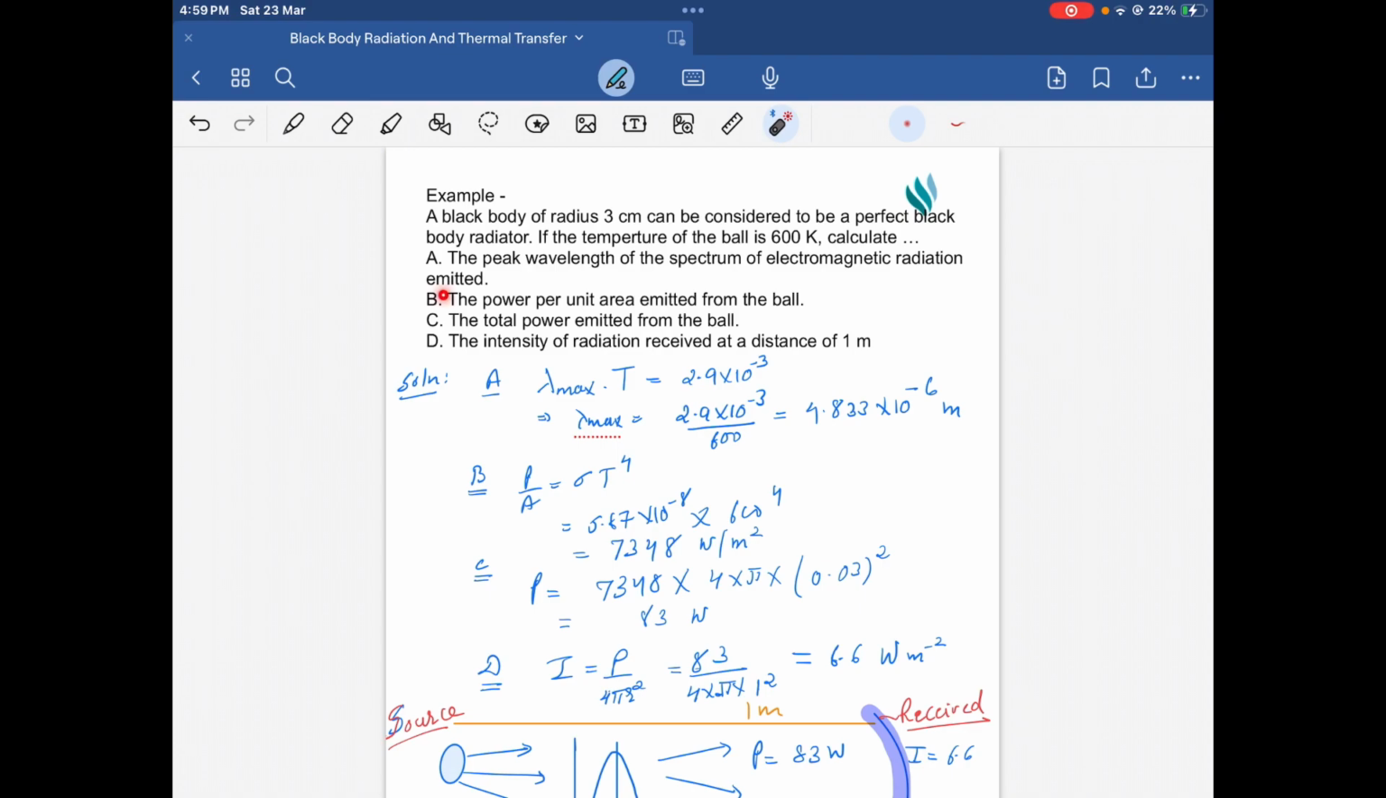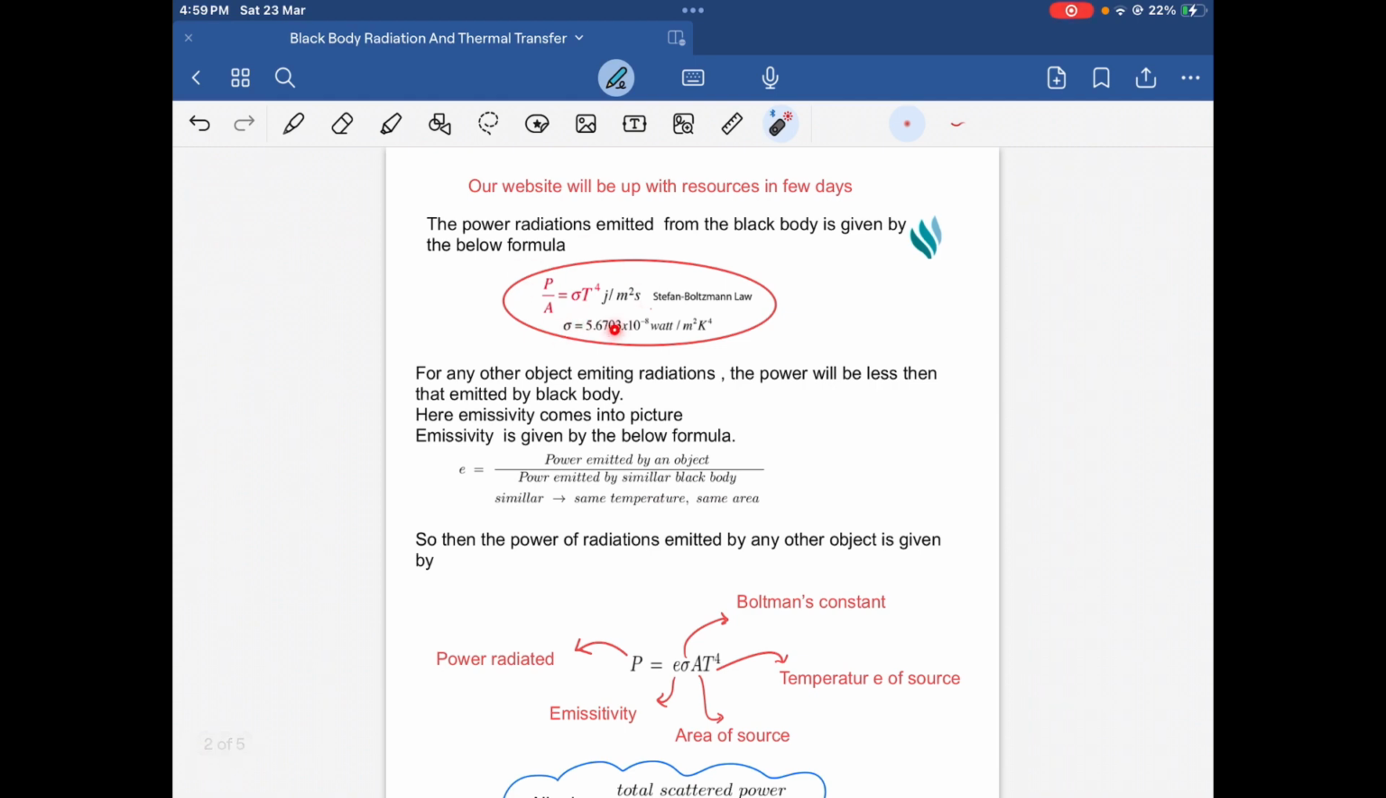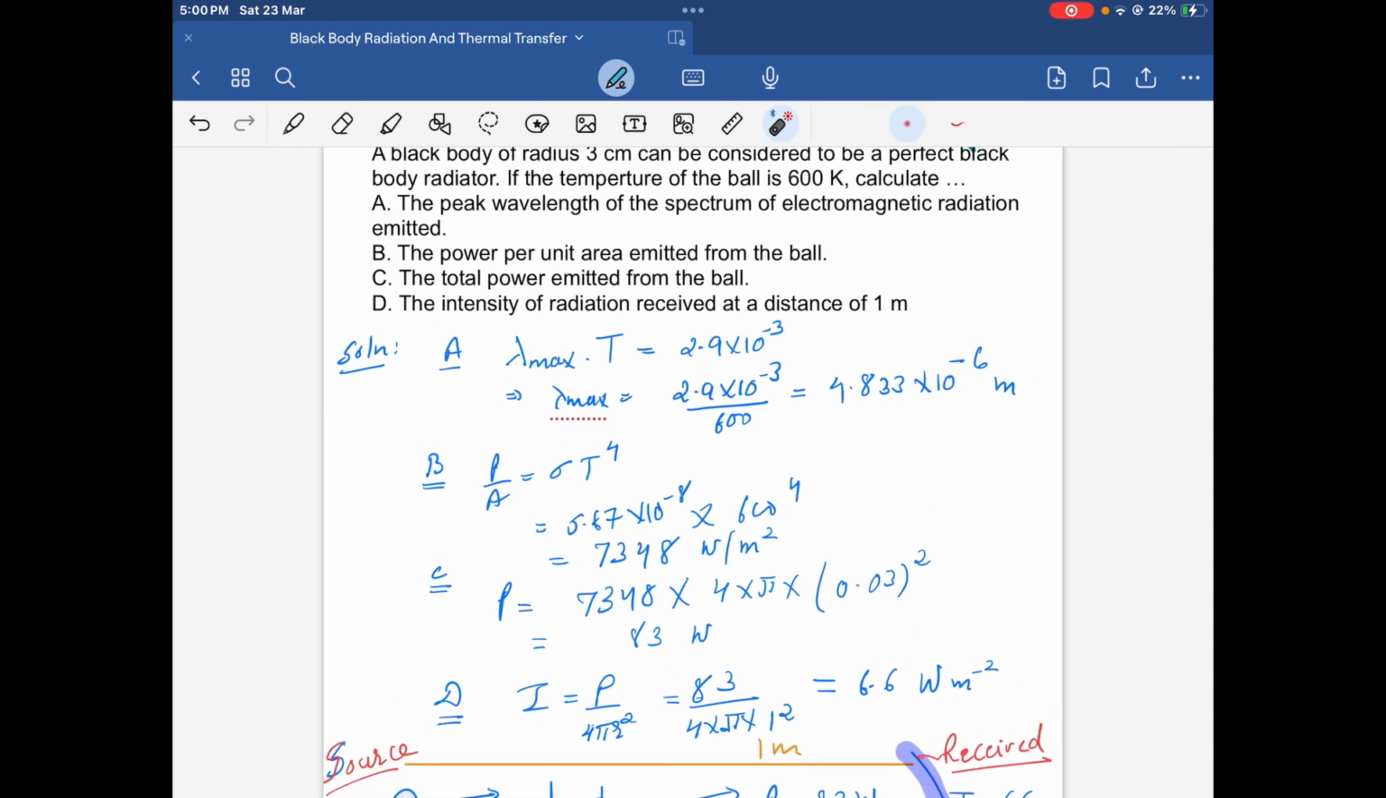B part is the power per unit area emitted. Power per unit area here is equal to sigma T raised to the power 4. So we plug in all the values. Sigma is the Stefan-Boltzmann constant, 5.67 into 10 to the power minus 8. Temperature is 600 Kelvin raised to the power 4. We get the power per unit area radiated from the black body as 7348 watt per meter square.